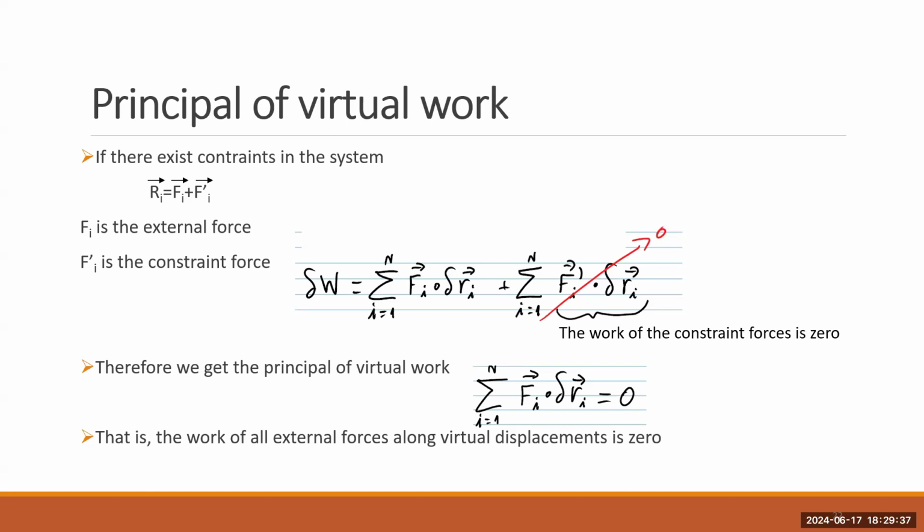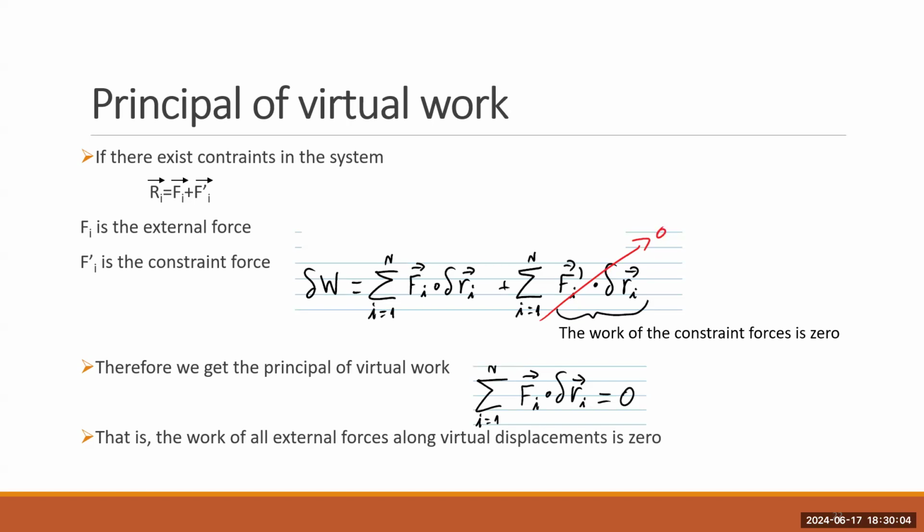And the work of the external forces times small displacements of the system parameters must be zero in order for the system to be in an equilibrium. Therefore, we get the principle of virtual work. So we have n particles. On each particle, we have an external force.